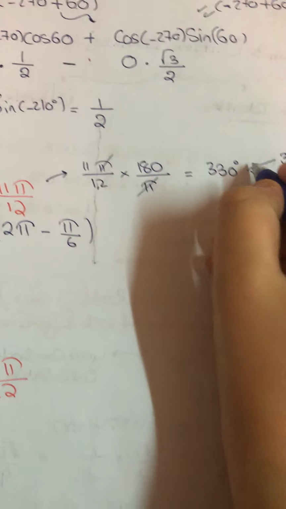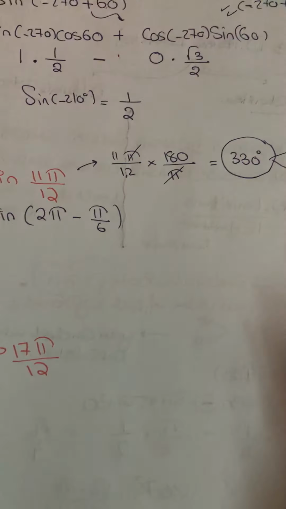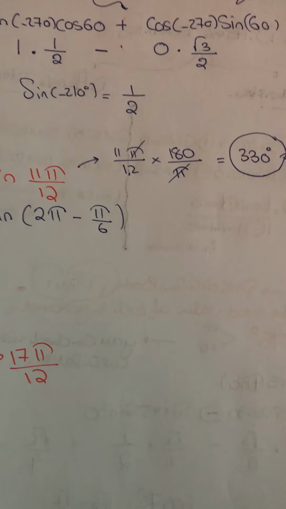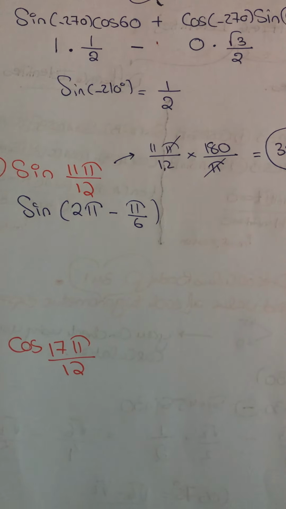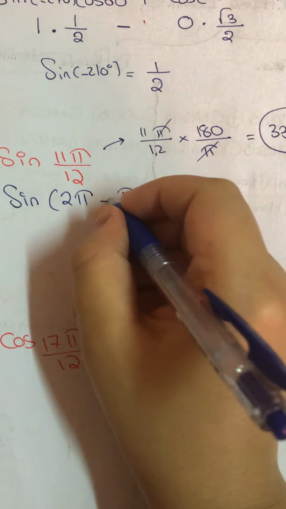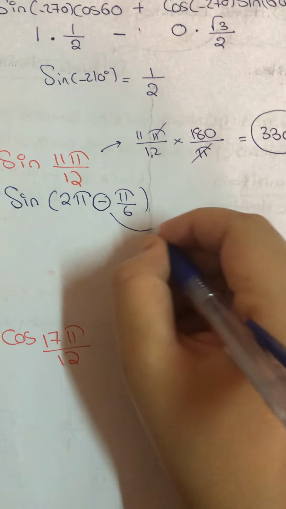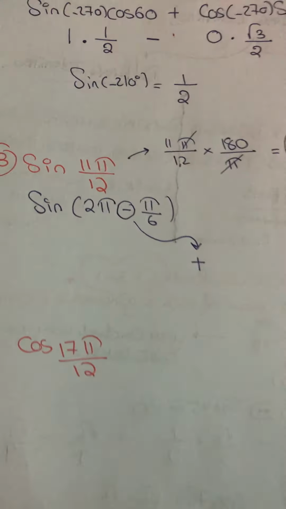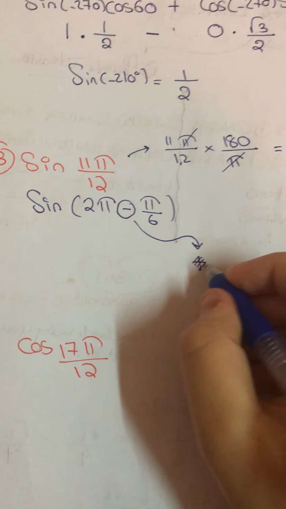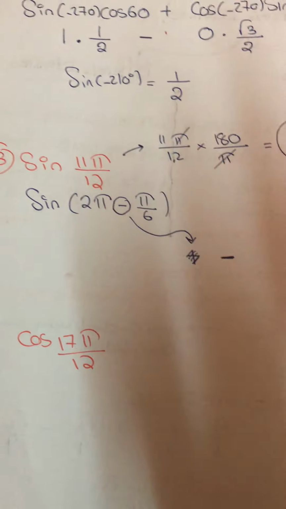Because we said the angle is 330 and we discovered by changing it to degrees. So now sine 2 pi minus pi over 6. Okay, so this minus, I'm not going to use for pi over 6. This one I'm going to change when I come here. In the middle is going to be a plus. No, I'm sorry, for sine it's the same sign, so in the middle it's going to be a minus.